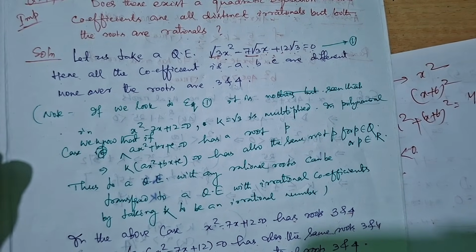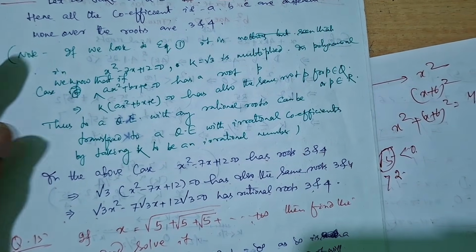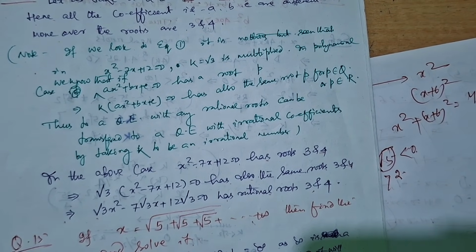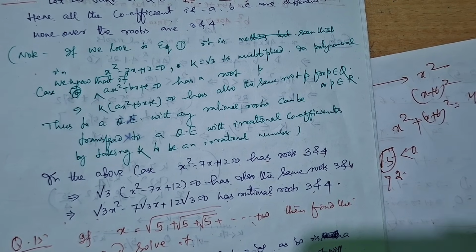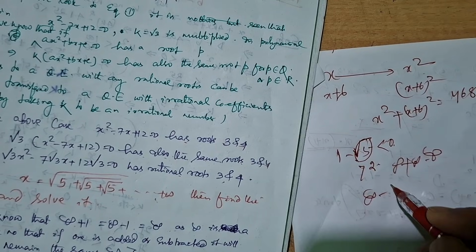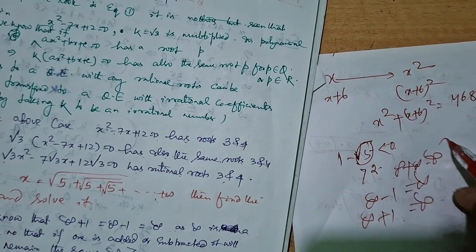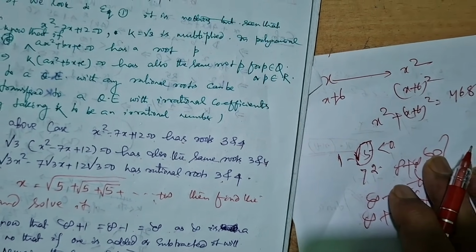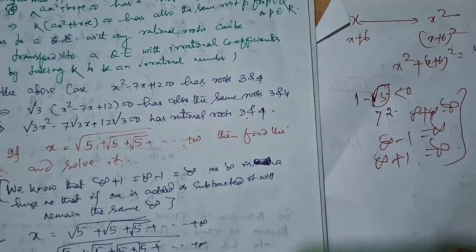Now, question 15. If x is equal to this nested expression, then find the quadratic equation and solve it. Now, we know that infinity has no exact meaning. Infinity plus infinity is infinity, infinity minus 1 is infinity, infinity plus 1 is infinity. Since it is an undefined big number, infinity minus 1 every time is the same infinity.